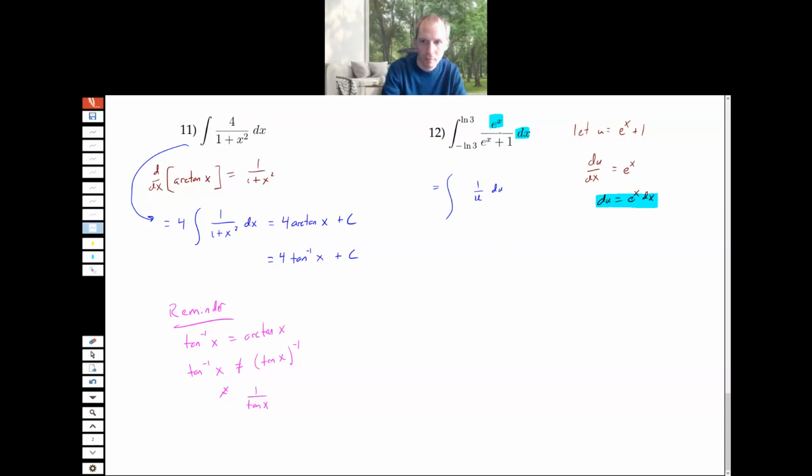Okay, now I'm going to be a little bit careful here. The limits of integration that I started with were x values. I'm going to change them over to u values. So when x is equal to ln of 3, then u is e to the ln of 3 plus 1. And exponentials and logs are inverses, so when you compose them, they cancel. So e to the ln of 3 is just going to be 3. So when x is ln of 3, then u is equal to 4.